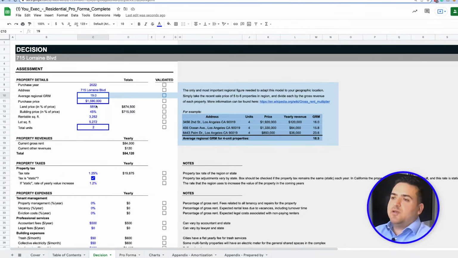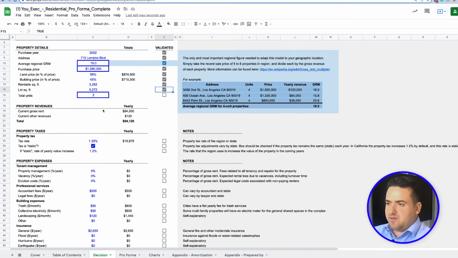This is the only number that you need to change in this model to bring the model to your location, to localize it. And as I enter different values and I'm sure that I've entered them correctly, I can click on this validated box so that I remember that this is data that I've validated and is trusted, as opposed to just a random guess that I'm trying to throw in to better understand the investment.